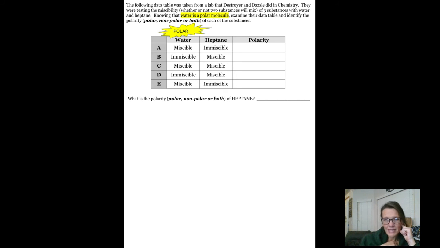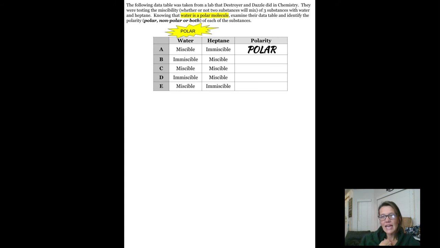If they don't mix together, so you get two distinct layers, like you see in your salad dressing, then we say that they're immiscible. Okay, so let's go through and look at this. Substance A was miscible with water and immiscible with heptane. Since it mixed with water and water is polar, we can say that substance A is also polar.